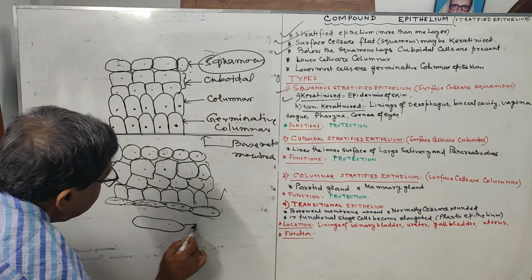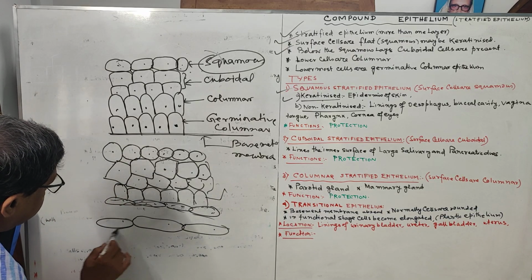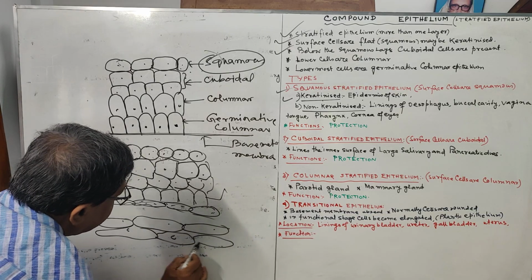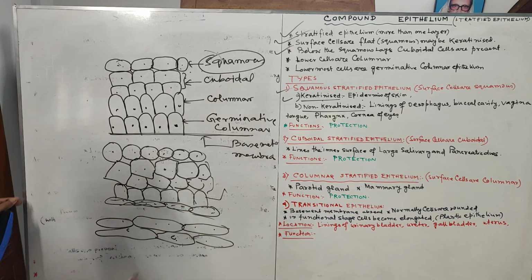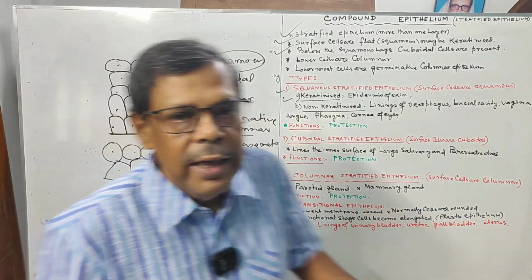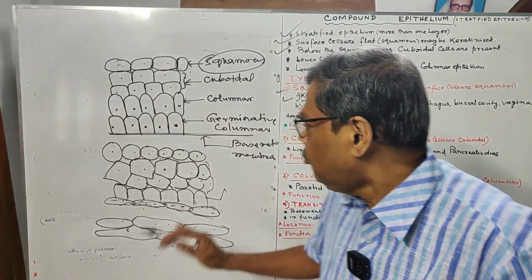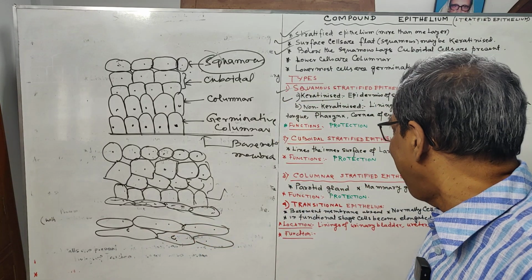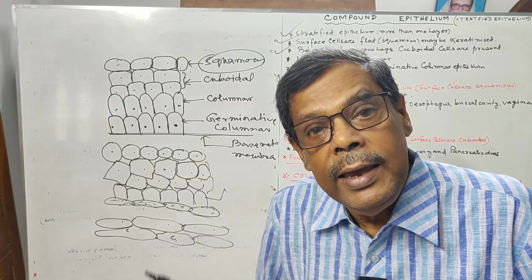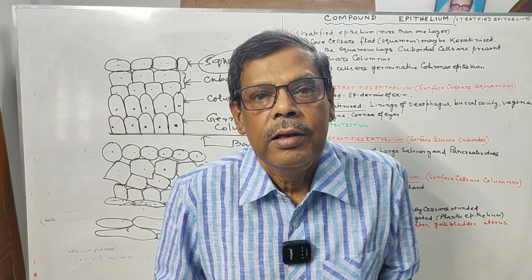The polyhedral cells elongate their surface. So these several layers may not be found due to the elongation of the cells. It is called transitional epithelial tissue. It may be found lining the urinary bladder and the ureter.